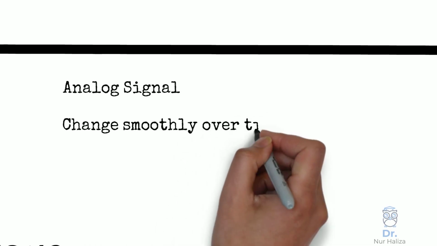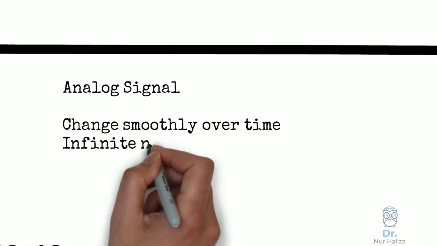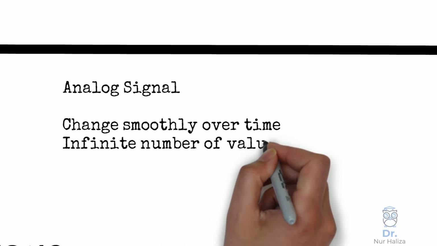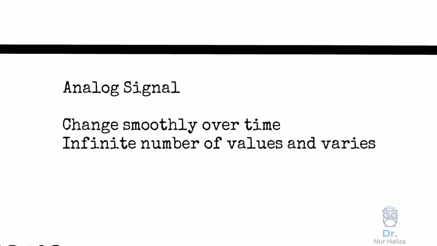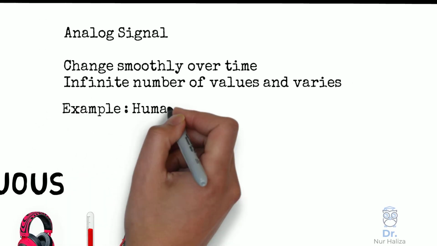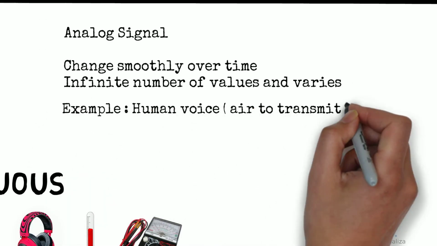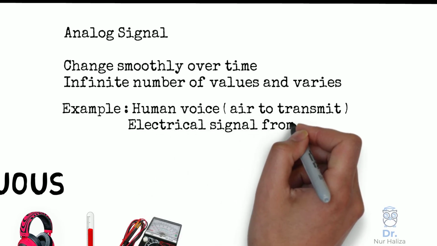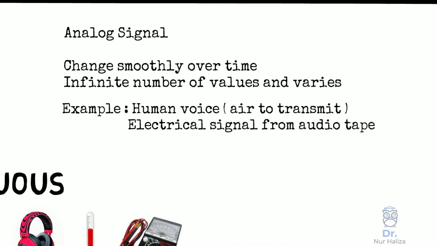Now we need to jump to analog signals. Analog signals are a continuous waveform that changes smoothly over time. Analog signals can have an infinite number of values and vary continuously with time. An example of an analog signal is the human voice. When we speak, we transmit an analog signal. Another example is the electrical signal from an audio tape, which can also be in analog form.